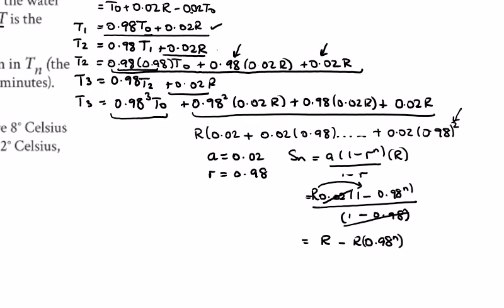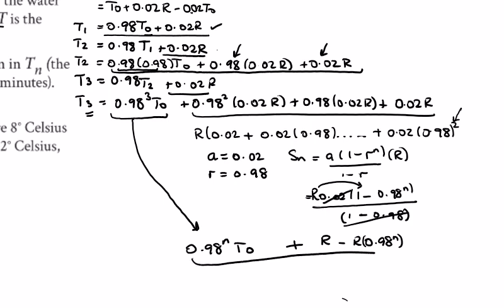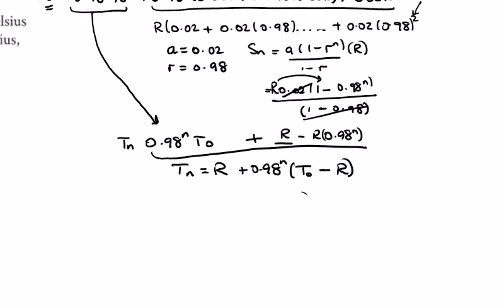And then bring down what we originally have in terms of T0. We have 0.98 to the power of n times T0. Then we're going to have plus this R, and then minus the other one. So this is Tn. Just tidy it up a little bit. Tn will be equal to R, and then I have plus 0.98 to the power of n as a common factor, leaving T0 minus R. Okay, that's what we have for Tn.